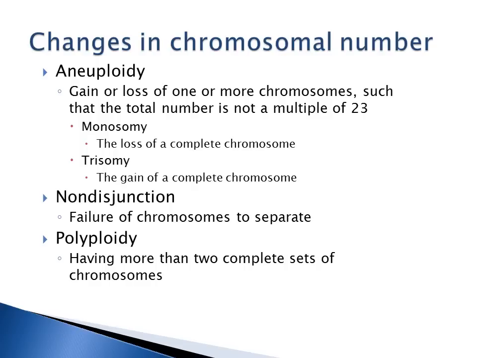So two types of chromosomal number changes that are the result of aneuploidy are monosomy, which is the loss of a complete chromosome, or trisomy, which is the gain of a complete chromosome. We also have non-disjunction, where you have failure of chromosomes to separate, as well as polyploidy, where you have more than two complete sets of chromosomes.